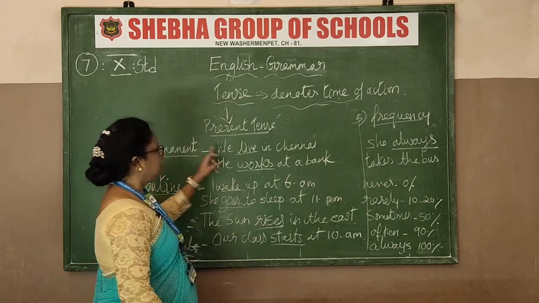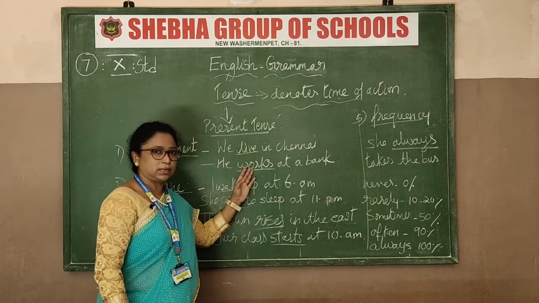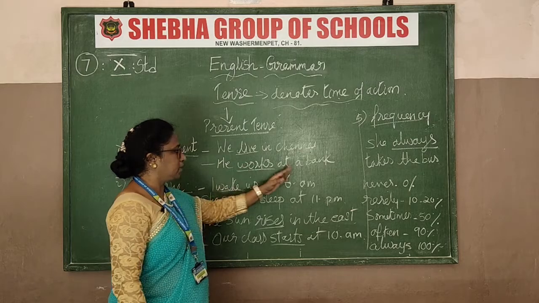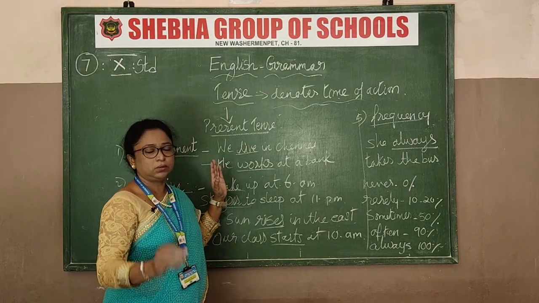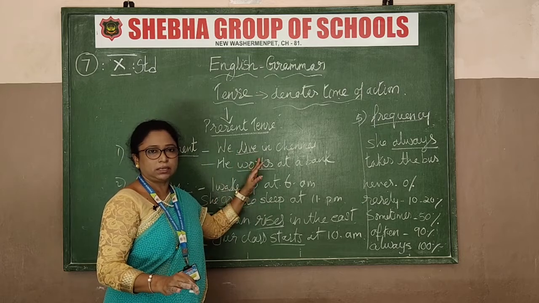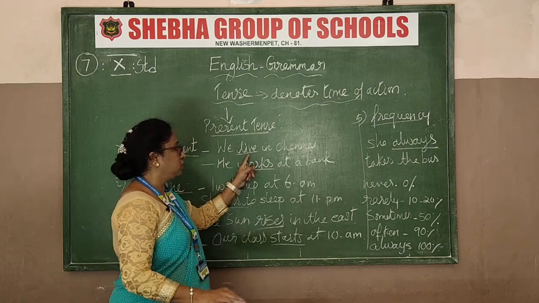Okay. So what is it? First, permanent. We live in Chennai. That itself you can understand. We live in Chennai. That's a permanent thing. See, he works at a bank. That is also permanent. He works permanently at a bank. He lives permanently in Chennai. So that is the permanent way of saying it, when you will use present tense.